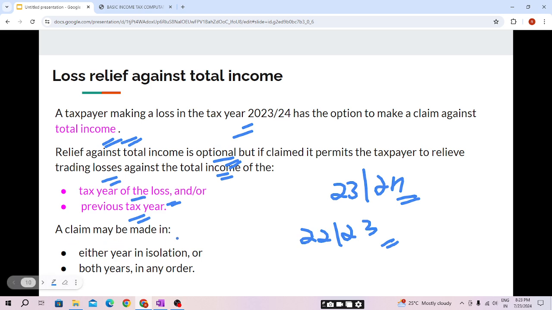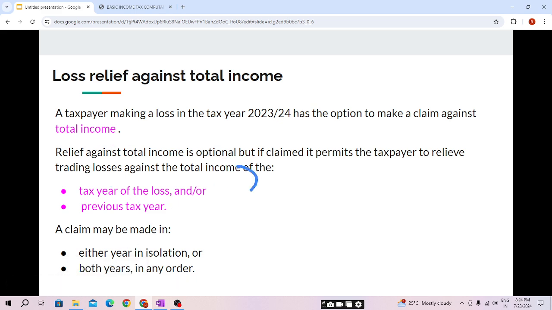A claim may be made in either year in isolation or both years in any order. So students, either we can set off the loss in the previous year or the current tax year. Either year in isolation, that is either we can claim against the total income of the tax year of the loss, or we can set off against the previous tax year. In isolation means first we will set off against the tax year of the loss. If further loss is there, we can set off against the previous tax year.